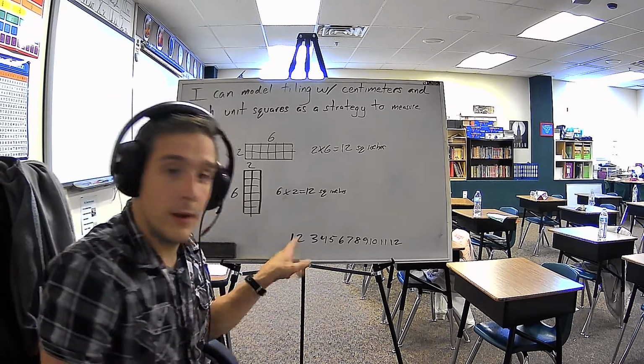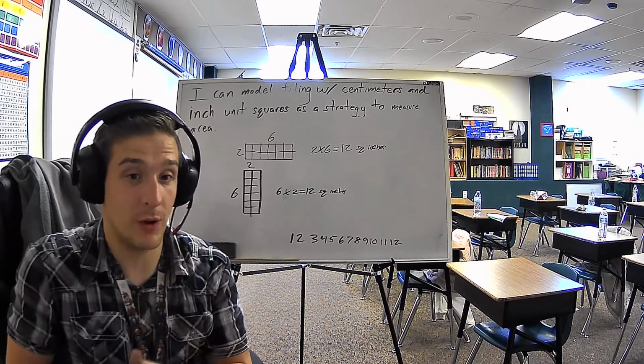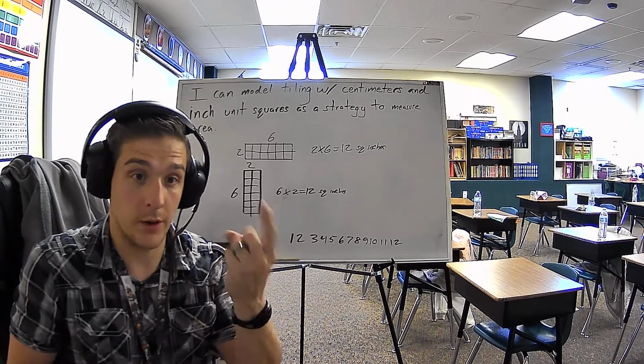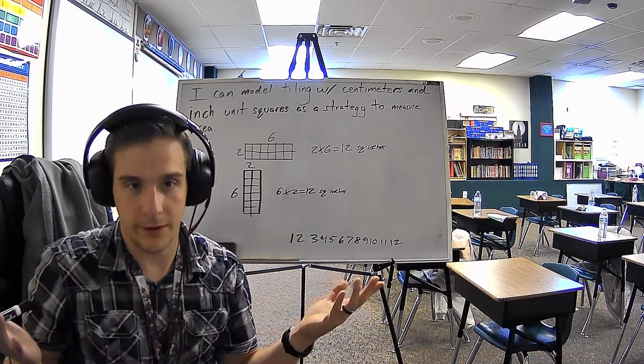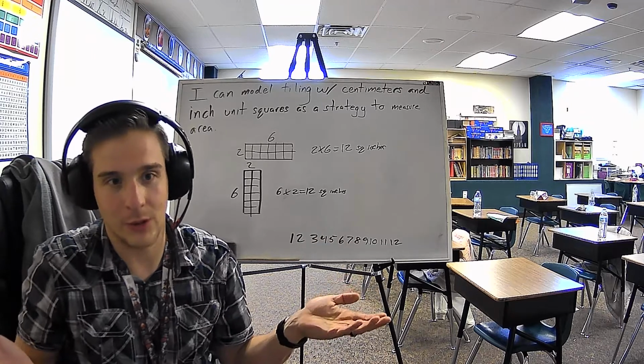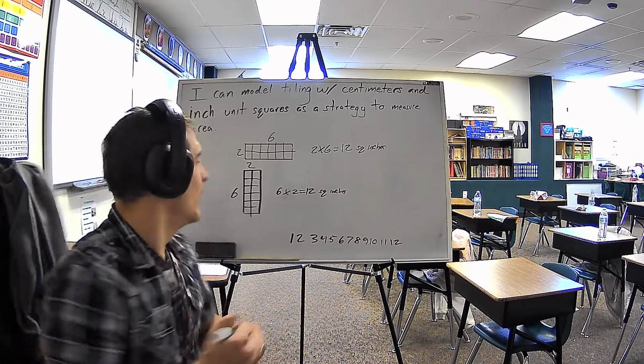So 1. 1 times anything will equal 12. And you can do it. So 1, 2, 3, 4, 5, 6, 7, 8. You figure it out. What 1 times what equals 12? Well, 12. So there's 1.